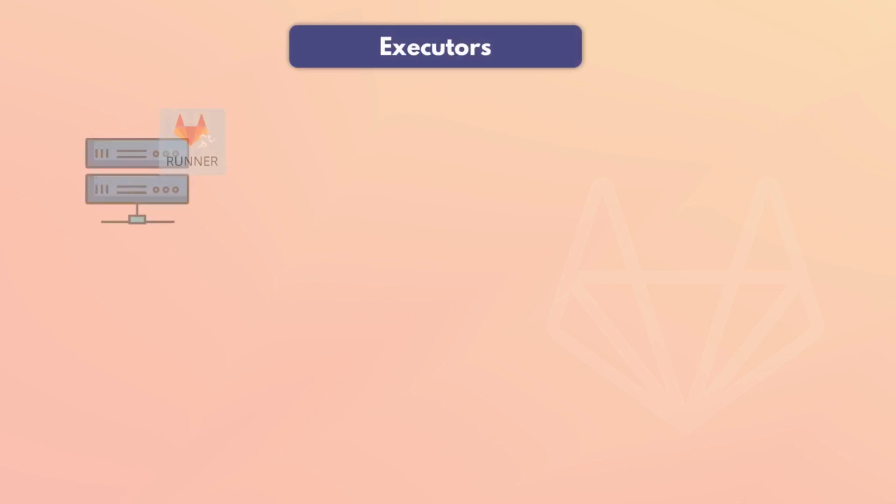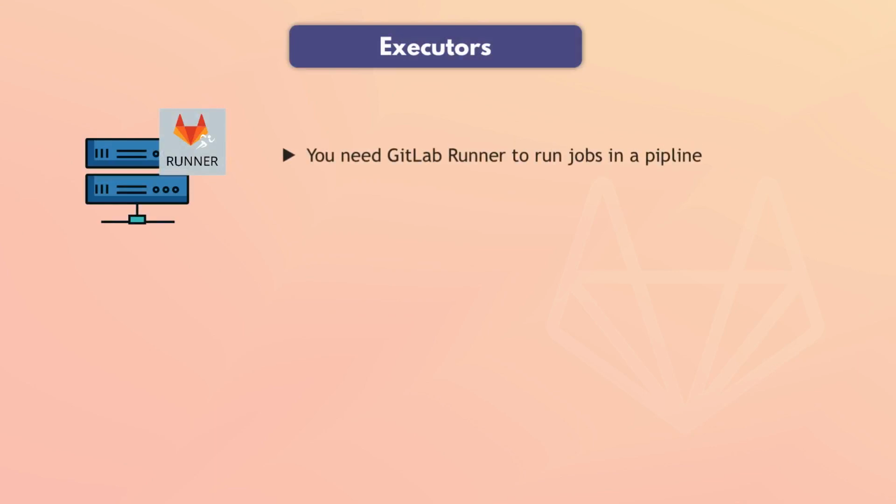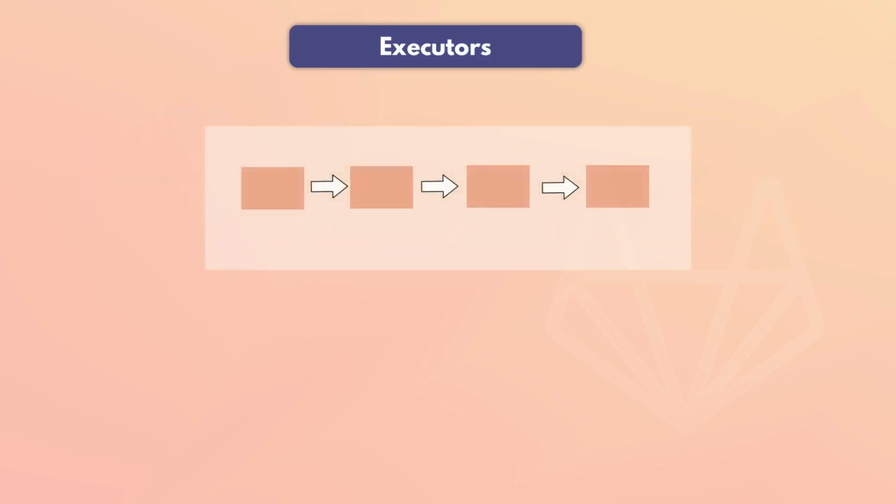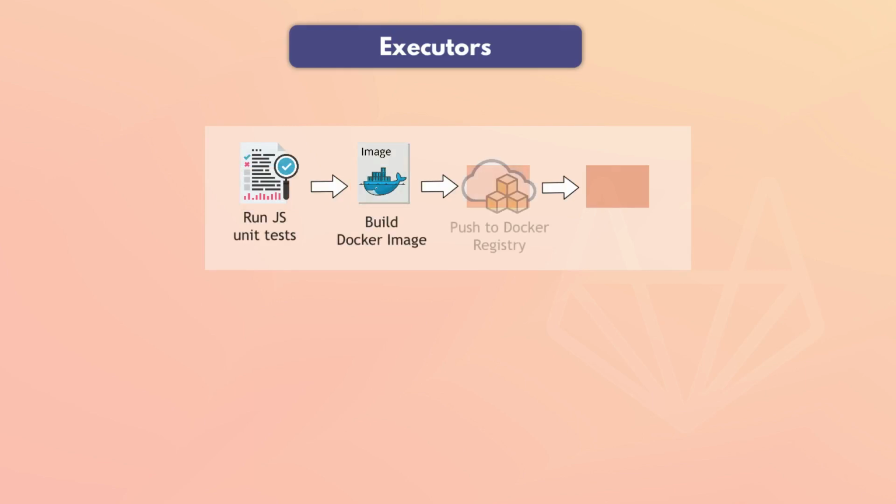Now, as I mentioned, GitLab Runner is a small program that we install on a server to make it possible to run GitLab pipeline jobs there. But the GitLab Runner program isn't the one that will actually execute the jobs. Let's say we have the following jobs in our pipeline: run JavaScript unit tests, build a Docker image from the project, push the image to a Docker repository, and deploy the new image to a development server.